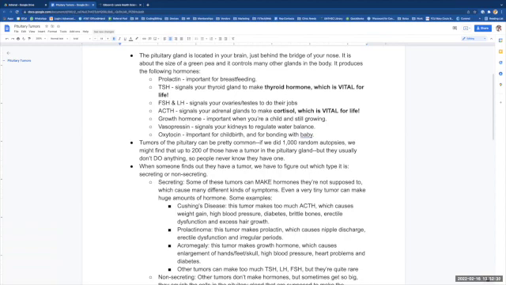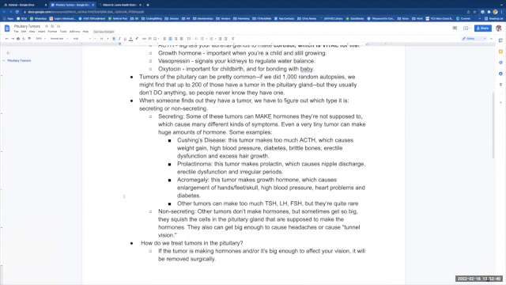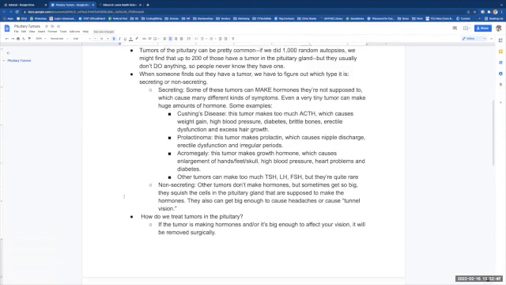Tumors of the pituitary can be pretty common. If we did 1,000 random autopsies, we might find that up to 200 of those people have a tumor in the pituitary gland. But they usually don't ever do anything, so a person might never know that they have one.